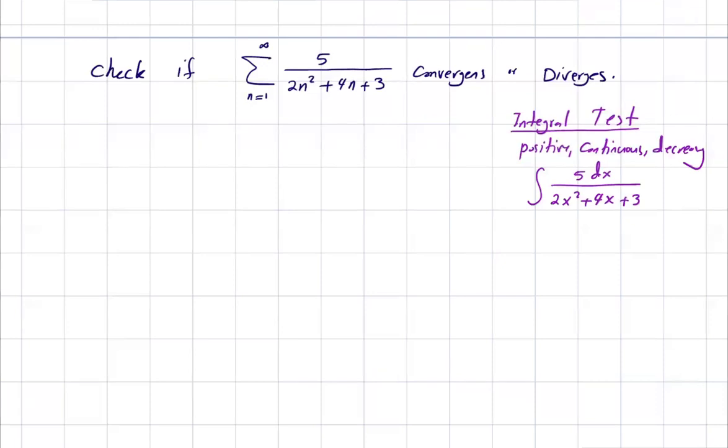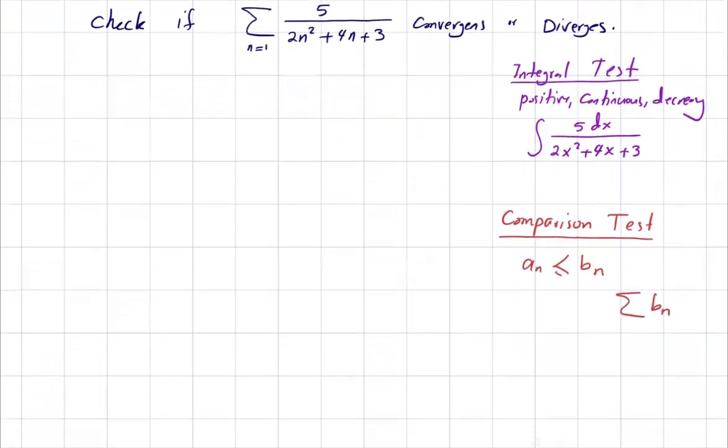Comparison test. In the method of comparison test, if you can show that an is less than or equal to bn, and if the larger series bn converges, then you can conclude that the smaller series converges as well.